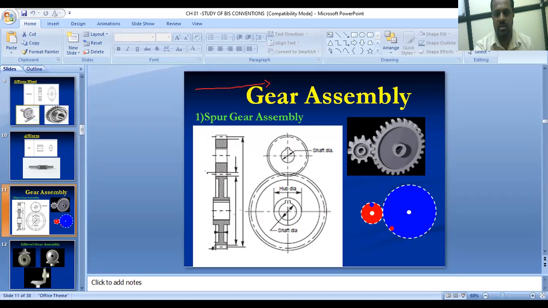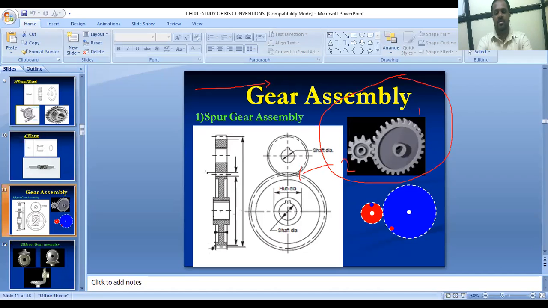Here we are using two gears. We are meshing the two gears to each other. This is gear number one, and this is gear number two, and here we want to draw the conventional representation for this whole picture. We have to draw the conventional representation for the whole assembly.